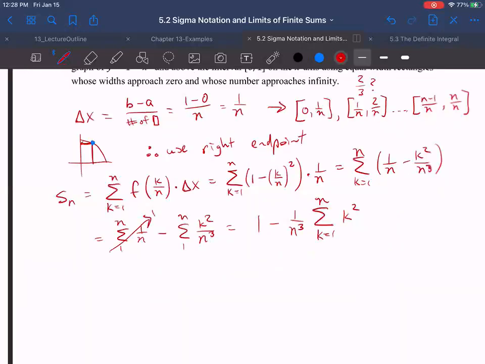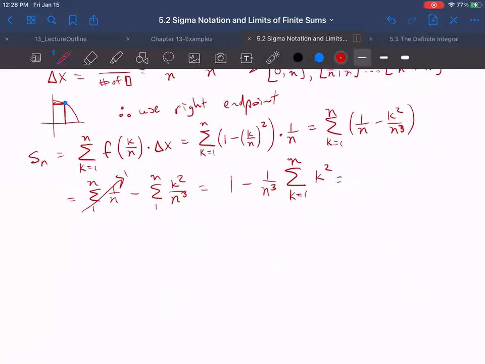So this becomes 1 minus, and then we have our 1 over n cubed, and then we've got n times n plus 1 times 2n plus 1 over 6, just like that. And now we can actually distribute that 1 over n cubed in there. And you can see that we have this n here that's going to cancel, and so that'll become a 2. And what do we end up with? We end up with 1 minus 2n squared plus 3n plus 1, multiplied those together, over 6n squared.